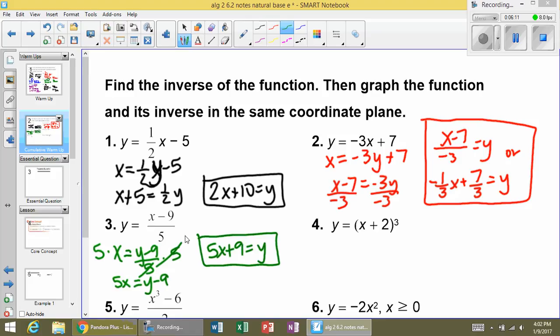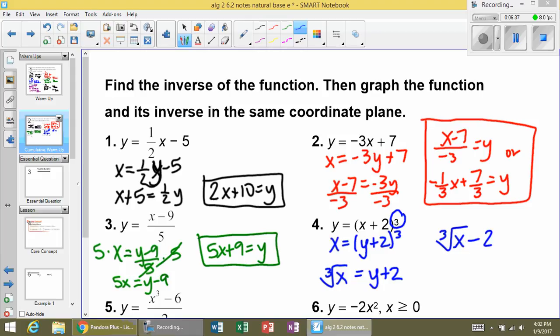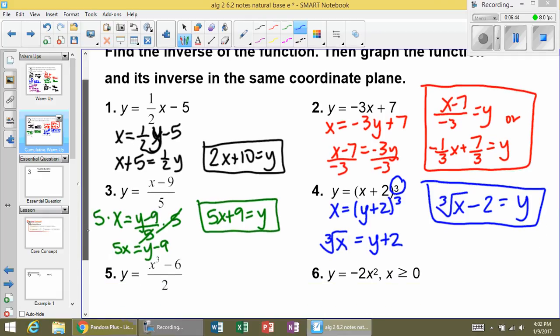Okay, with question number 4, in class we talked about how we have to get rid of this exponent. So how is it that we undid something that was cubed? And then we talked about that we have to take the cube root. So we want to take the cube root of x equals y plus 2. And the last step is to undo a plus 2. So we will have the cube root of x minus 2 equals y. And please be very careful that that minus 2 is not on the inside of that cube root.